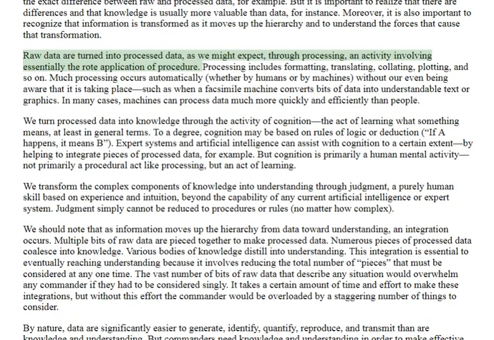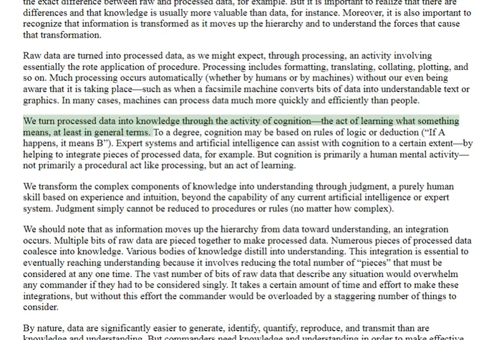Raw data are turned into processed data, as we might expect, through processing, an activity involving essentially the rote application of procedure. Processing includes formatting, translating, collating, plotting, and so on. Much processing occurs automatically, whether by humans or by machines, without our even being aware that it is taking place, such as when a facsimile machine converts bits of data into understandable text or graphics. In many cases, machines can process data much more quickly and efficiently than people.